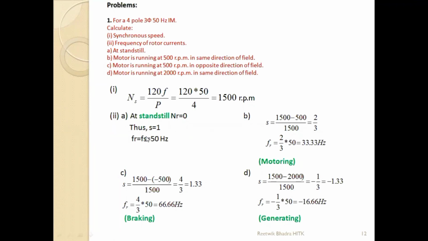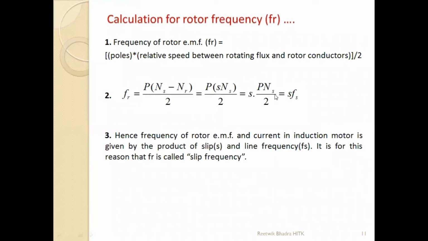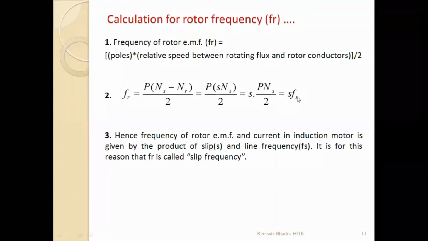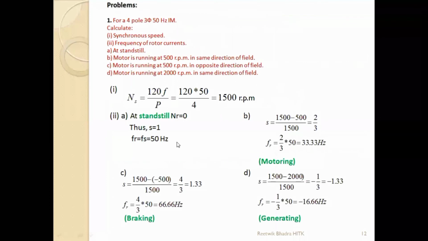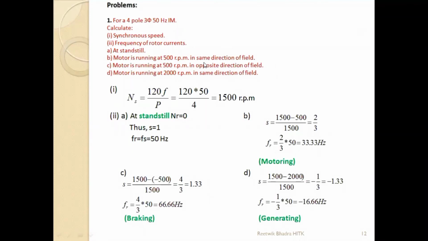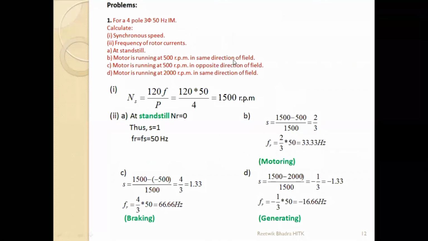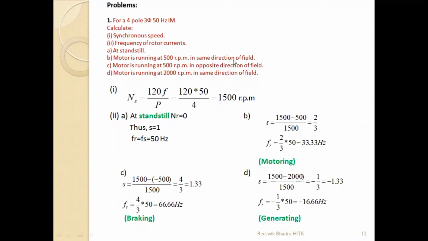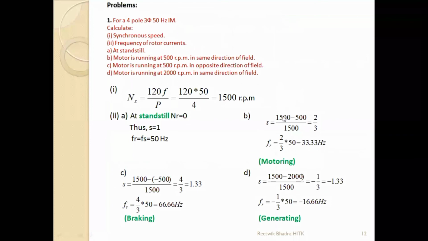If slip is equal to 1, what is fr? From the last slide, fr is equal to s into fs, so 1 into fs, which is nothing but your supply frequency, 50 Hz. Next, the motor is rotating at 500 RPM in the same direction as the field. Both bodies are moving in the same direction, so the relative speed is a difference: 1500 minus 500, divided by 1500, gives 2 by 3 slip.